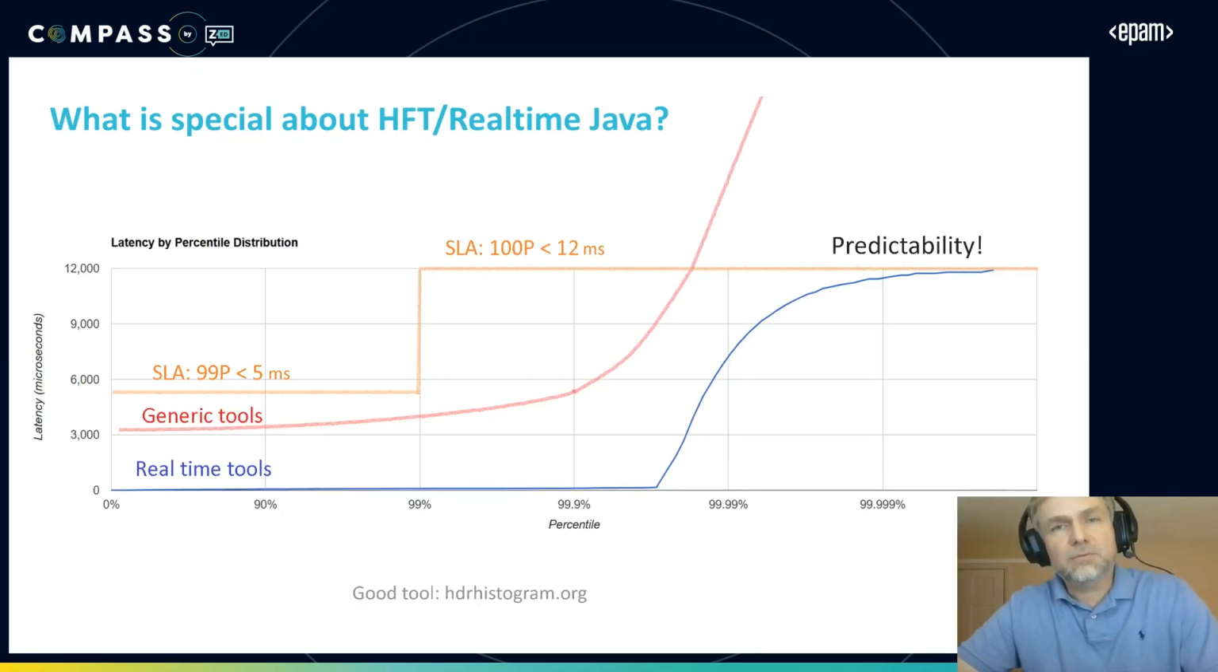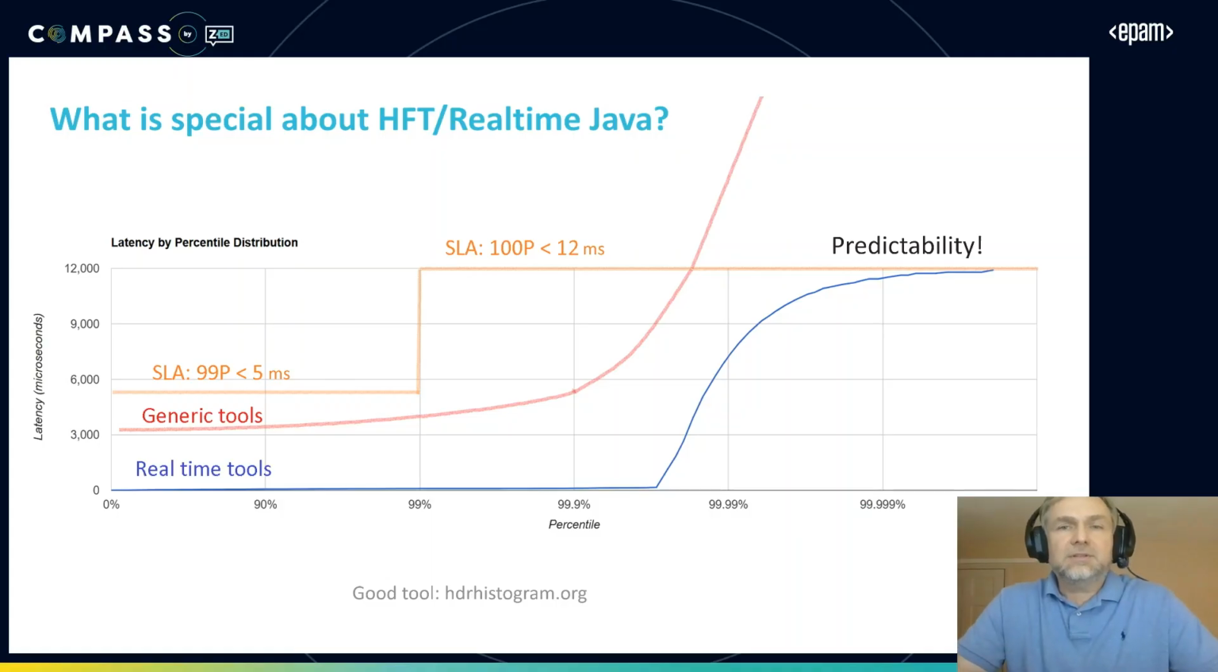This slide is a better way to visualize what we're talking about, a latency histogram. Let's imagine that our service level agreement requires us to process 99% of signals in less than 5 milliseconds and never spend more than 12 milliseconds on any event. This is shown by the orange line. Non-real-time systems usually behave like shown by the red line. You will see that 99 and even 99.9% of signals are processed within SLA. But occasionally, a signal may experience a significantly higher processing time.